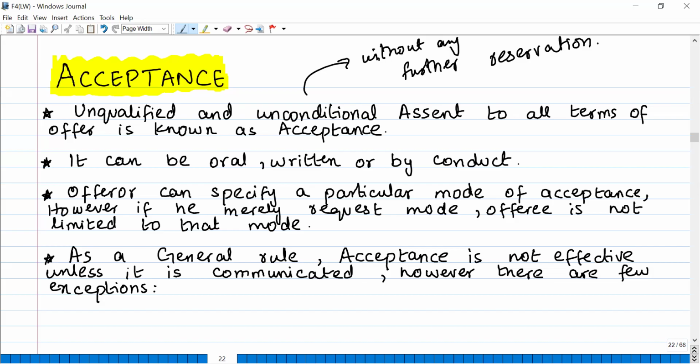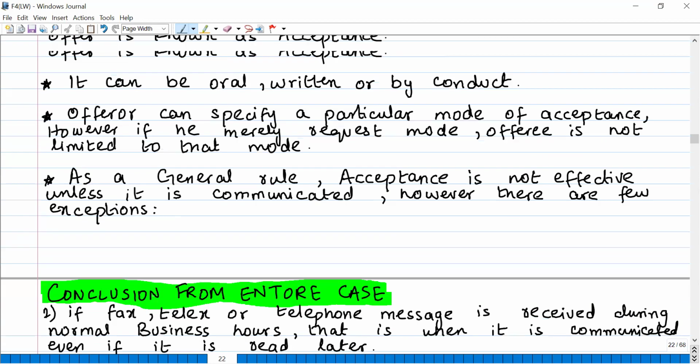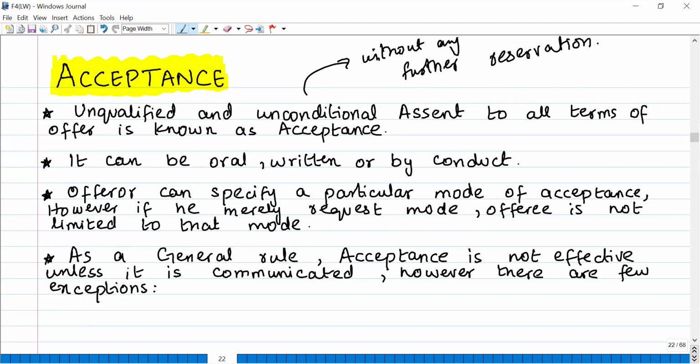As a general rule, acceptance is not effective unless it is communicated. However, there are a few exceptions. Similarly, just like an offer, acceptance is not effective unless it is communicated. But there are general exceptions as well. The general rule is that you have to communicate the acceptance. But there are a few exceptions in which case the communication is not necessary. Now, one exception, we have already discussed.